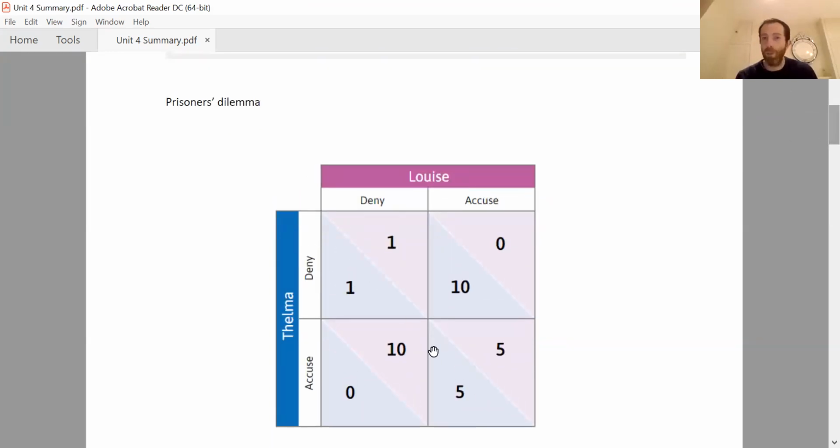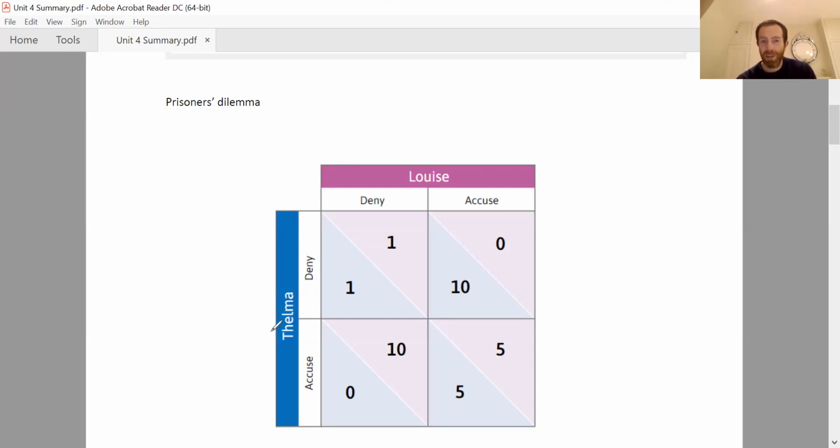And one really key thing that we need to watch out for here is that in this case, the numbers represent an amount of time in prison. So actually, we're assuming the players don't want to go to prison. So actually here, smaller numbers are going to be better. So what I'm going to do is work through this using the idea of best responses.